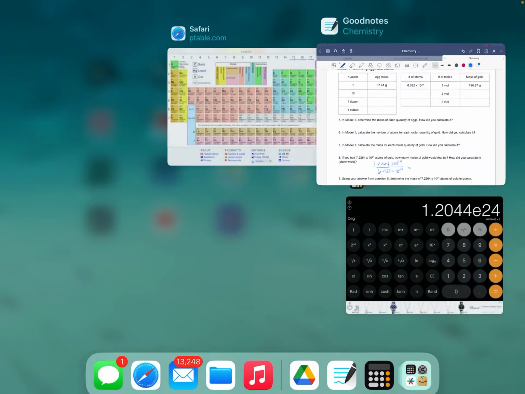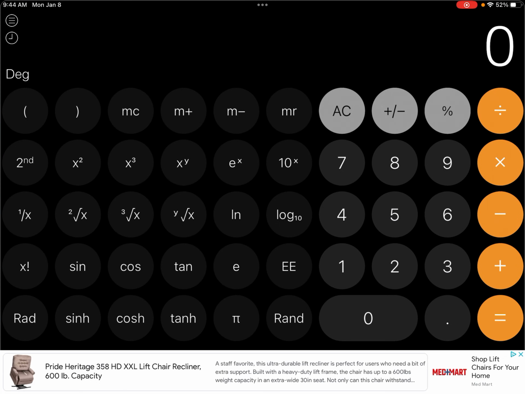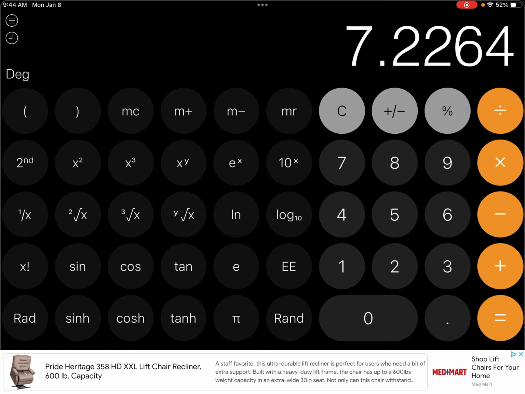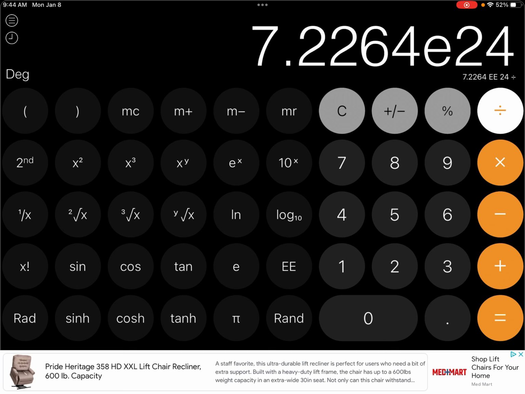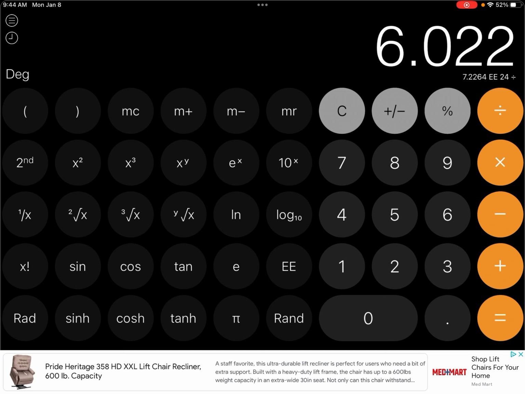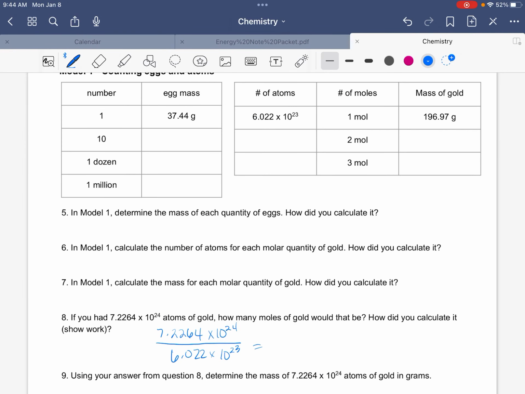So 6.022 times 10 to the 23rd. Okay, and so when I put this in my calculator, I'll go ahead and do that with you so you can see it again on the calculator. So 7.2264 times 10, so EE to the 24th, divided by Avogadro's number, so 6.022 times 10, so the EE button to the 23rd, is equal to 12. So we have 12 moles of gold.